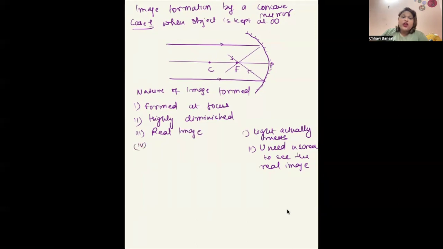Fourth, if there is any height, very small height also, which is present at the focus, it will be inverted. What does inverted mean? For example, this is your object. Then this is the image formed. Means upside down. When it is upside down, rotated, it is called an inverted image. Is it clear? We got to know about the nature of the image formed by the concave mirror when the object is kept at infinity. Clear? Any doubt?